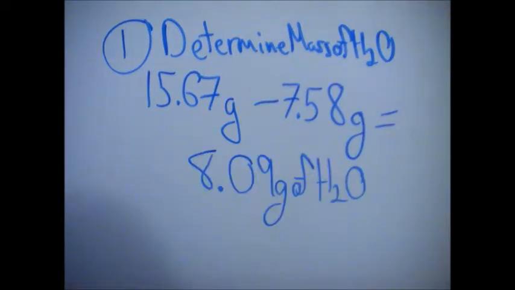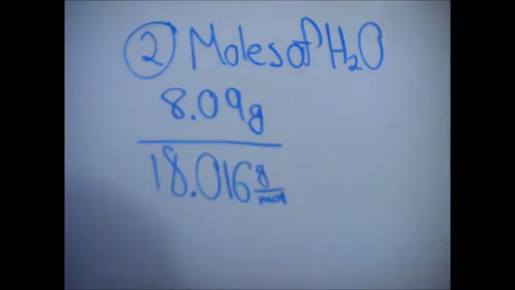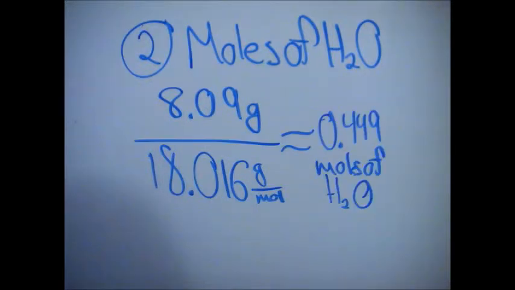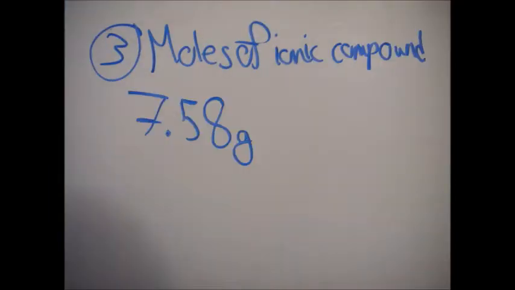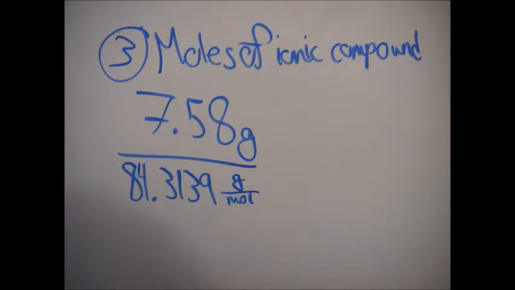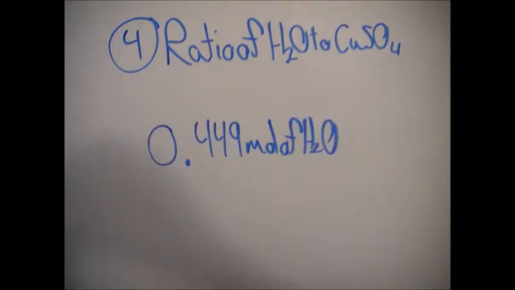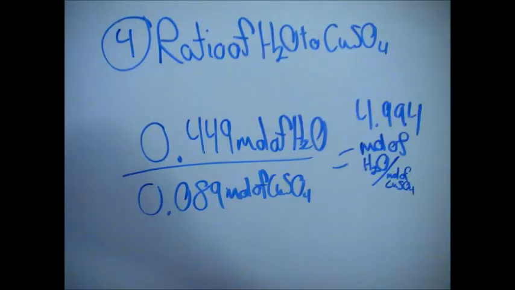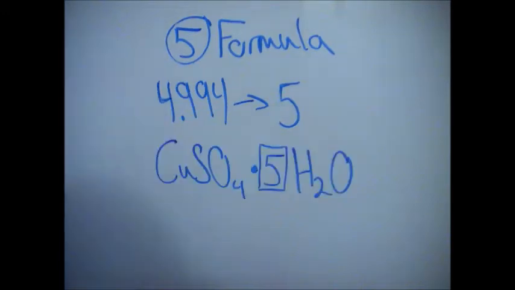Then divide this by the molar mass of water, 18.016. Now you have the moles of water in the substance, 0.449 moles. Now determine the moles of copper sulfate by dividing 7.58 by 84.3139, getting 0.0899 moles. Now determine the ratio by dividing the moles of water by the moles of copper sulfate, getting 4.994 moles of water per mole of copper sulfate. Since this is very close to 5, we round to 5. Now we use the ratio to write our formula. 1 copper sulfate molecule for every 5 water molecules.